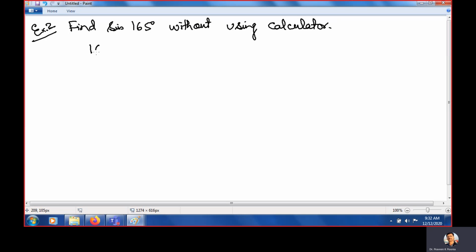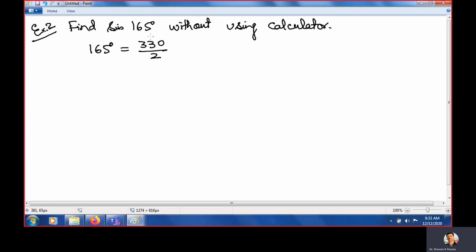As we know, 165 degrees is very difficult to evaluate directly. Clear? So how can we do it? If we make it double, it is 330 upon 2. 330 upon 2. But 330 we can calculate very easily. So there are two types of formula we are going to use.